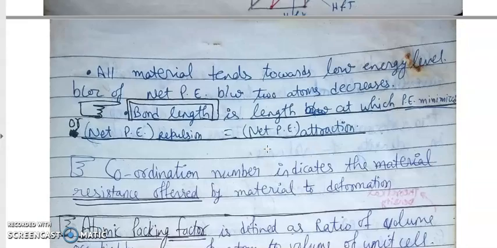All materials tend towards a low energy level because the net potential energy between two atoms decreases. Net potential energy of repulsion and potential energy of attraction will be equal at the point where you create some kind of equilibrium. The coordination number indicates the resistance offered by the material. If the coordination number is high, then the resisting power of that material to deform will be high.